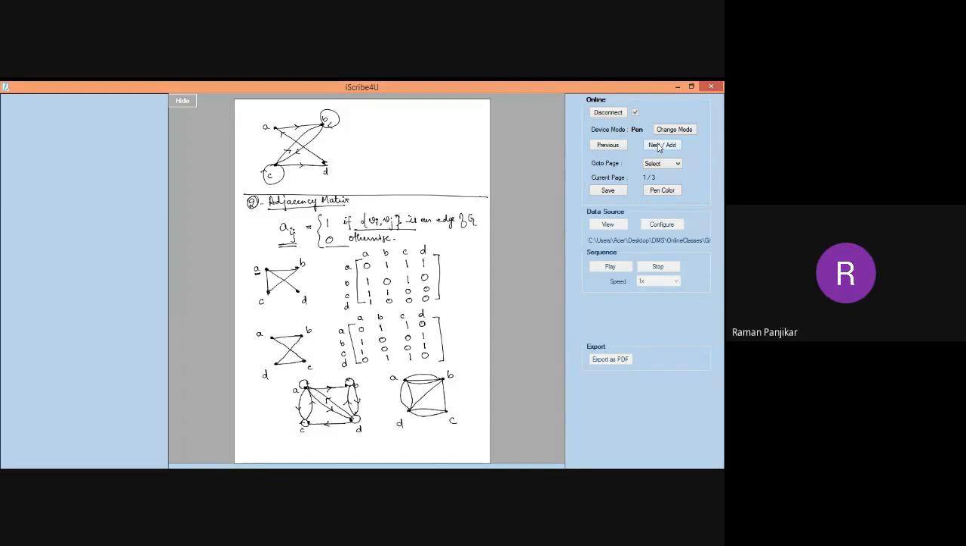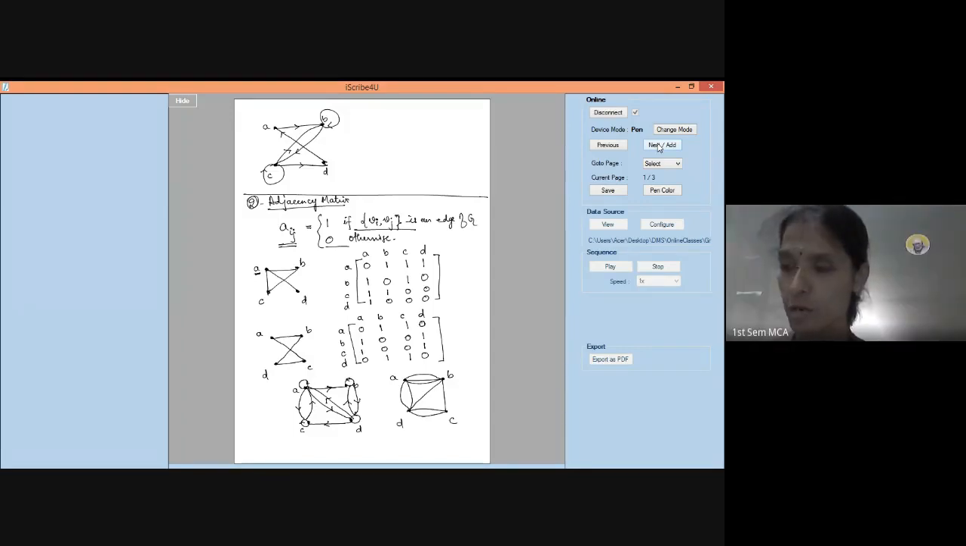Yes, ma'am. Okay, I'll put it down here. I'll write it here. There is not enough space for me below there. I'll write it here. A, B, C, D. This is A, B, C, D.